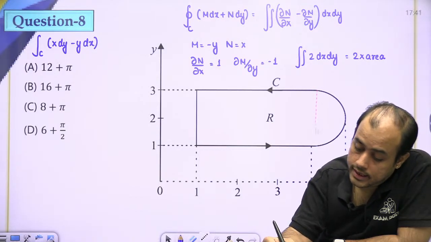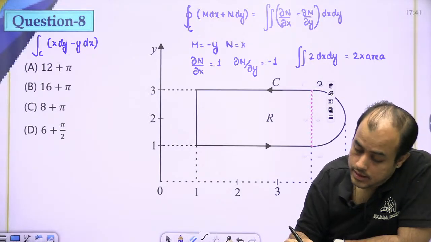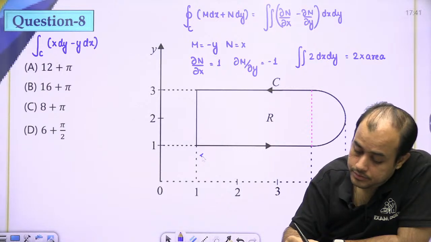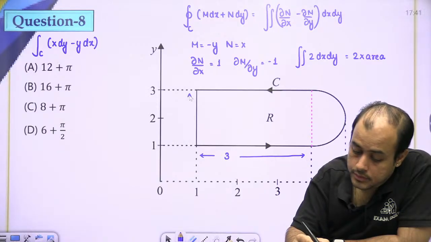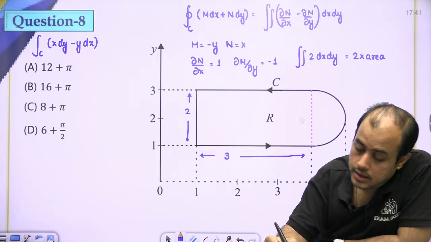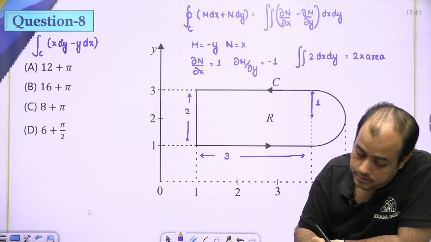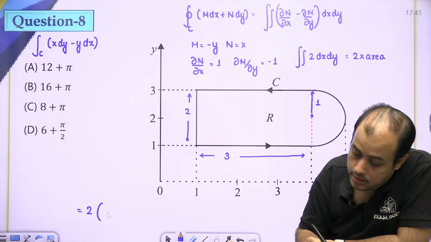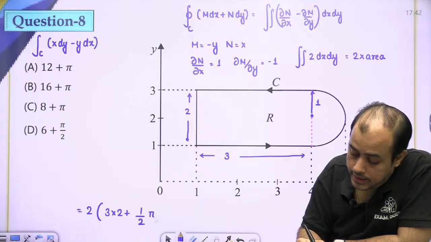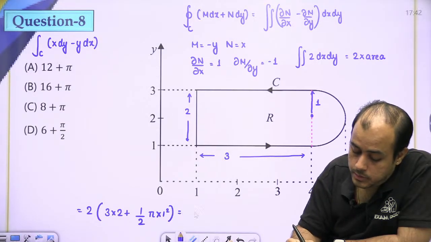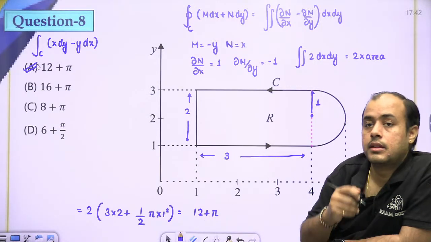Now how to take the area, beta? The area is a rectangle. The width is 3. The height is 2. And a semicircle of radius 1. So 3 into 2 for the rectangle plus half pi 1 square. Pi by 2, 6 plus pi by 2, 12 plus pi. So the answer will be A.